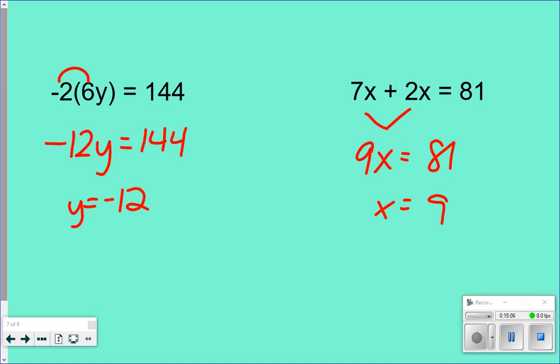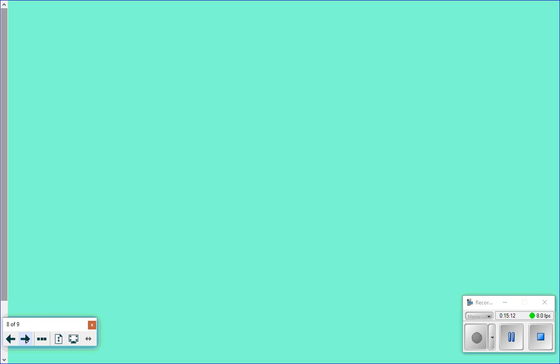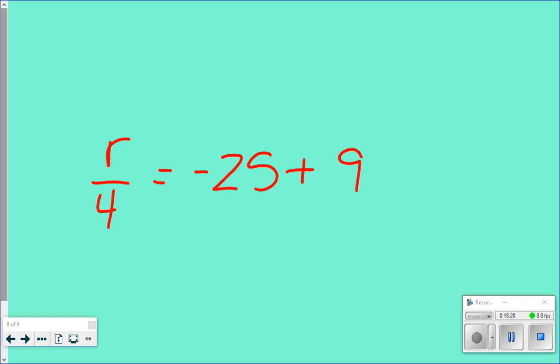Let me show you one more. Can I do one more? That you're going to have in your homework, and I want to make sure you have a good example. I have a question on this one every single year. R divided by 4 equals negative 25 plus 9. Time out. First thing we should do is put together what we can put together.